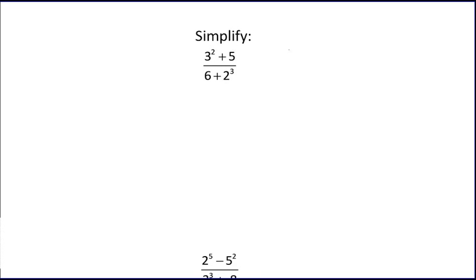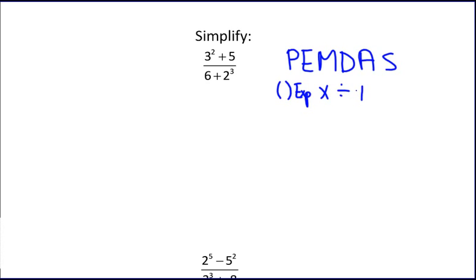Simplify 3 squared plus 5 all over 6 plus 2 to the third. We do have to pay attention to the order of operations, which is designated by please, excuse, my dear, Aunt Sally, where the P stands for parentheses, the E for exponents, then we have multiplication, division, addition, and subtraction.